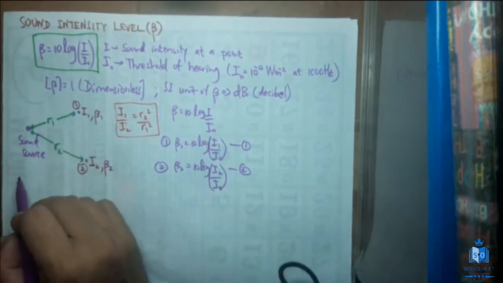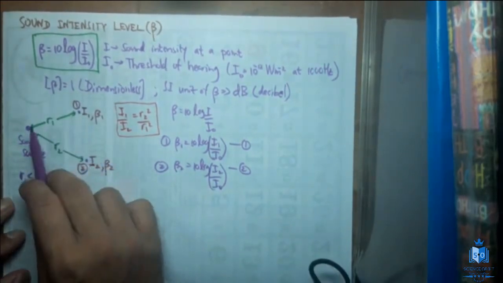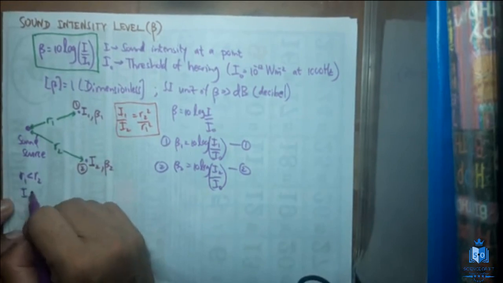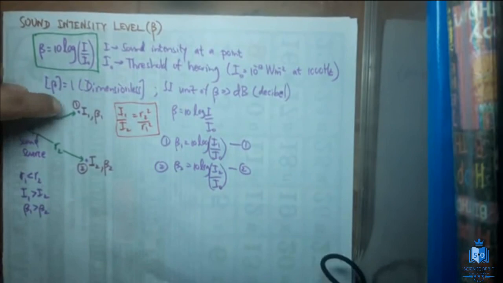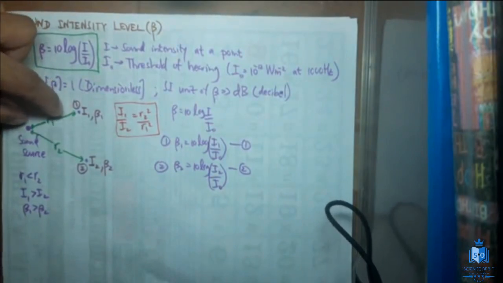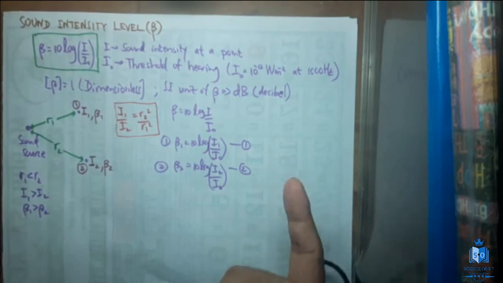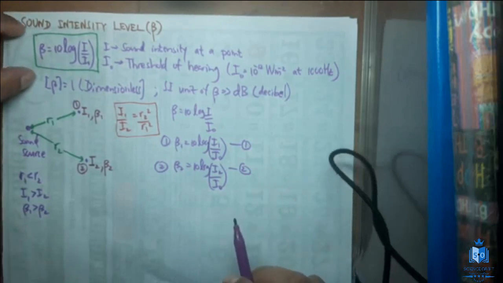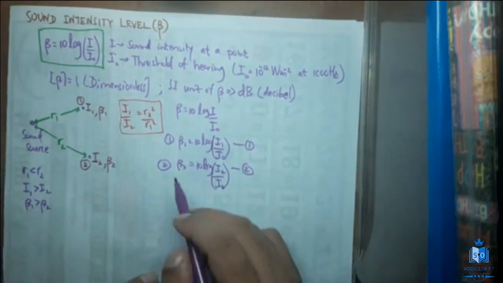If you see this diagram, R1 is smaller than R2. That means 0.1 is closer to the sound source, so that I1 will be greater than I2. Similarly, beta 1 will be greater than beta 2. Why? When you're closer to the sound source, you will hear a louder sound. So this decibel is about louder sounds. I will give you more examples about decibel in a while. Please be patient.